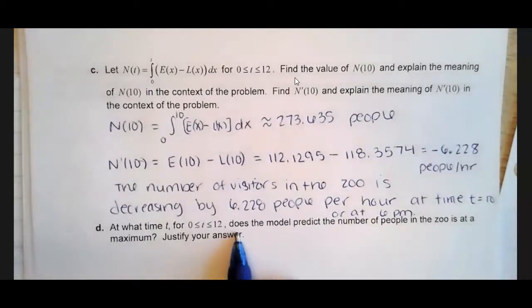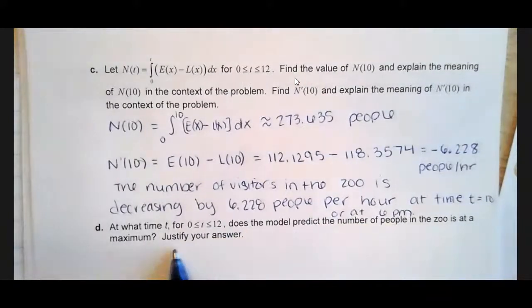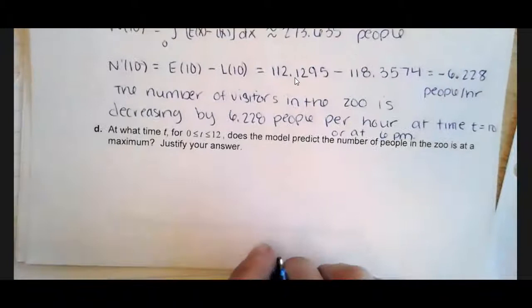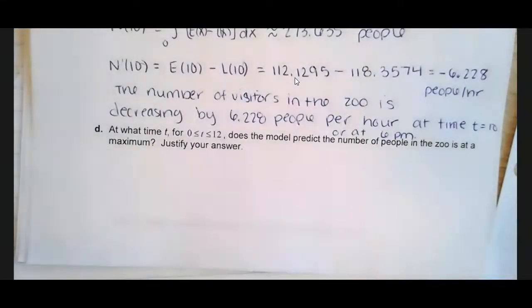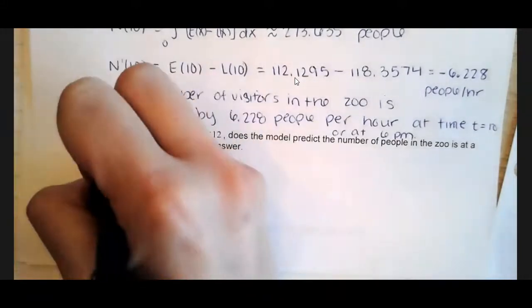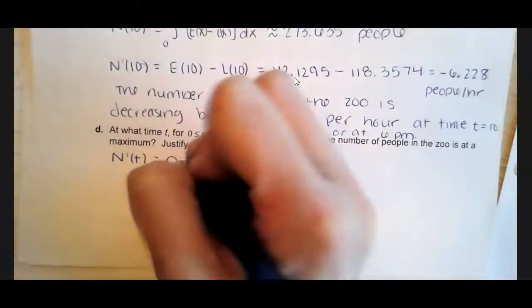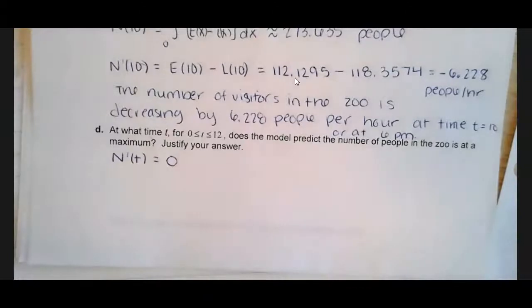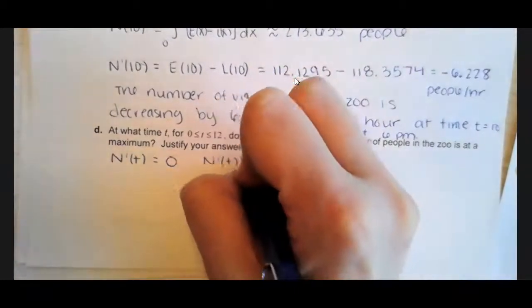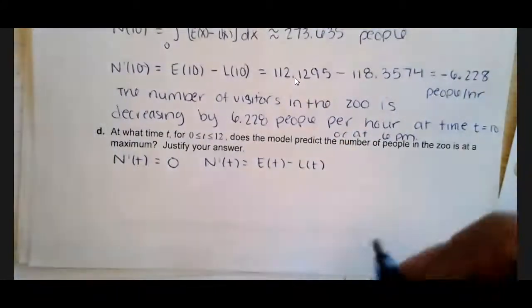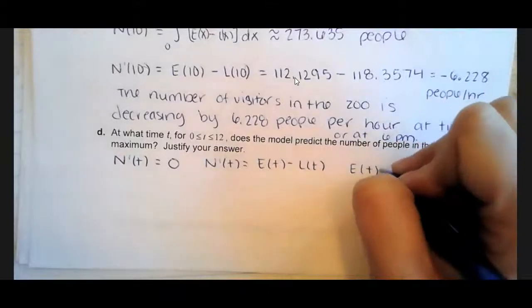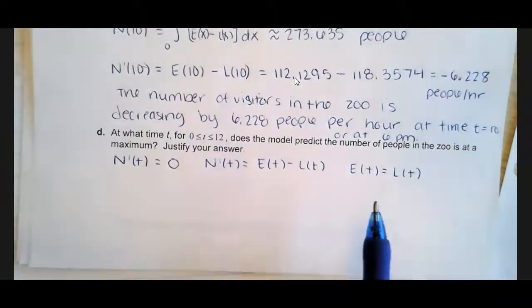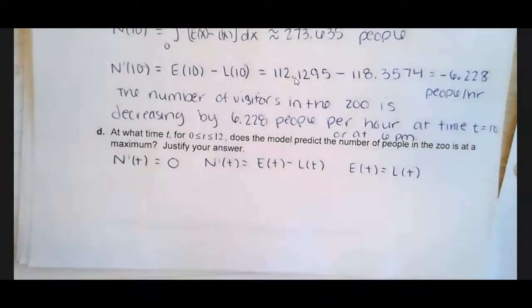Part D, at what time t does the model predict the number of people in the zoo is at a max? So again, if you think about maximizing a function, we need to take into account the people entering and exiting. So in order to maximize the function, we're going to look at when the derivative is equal to 0. So that's like looking at N prime of t equal to 0. And we said that N prime of t was equal to E of t minus L of t. So we want to know when E of t equals L of t.